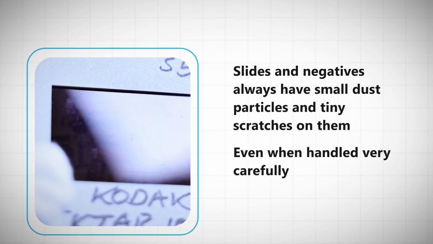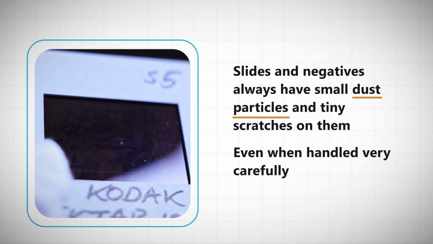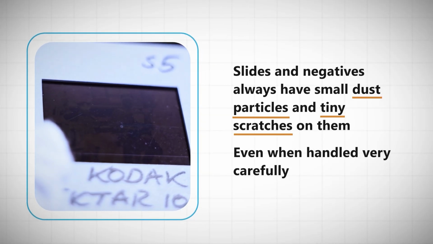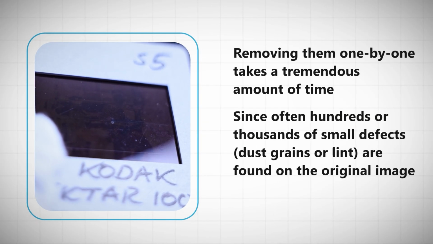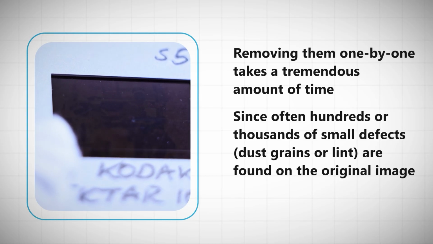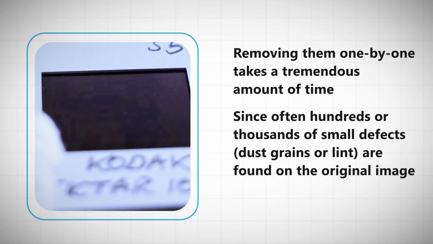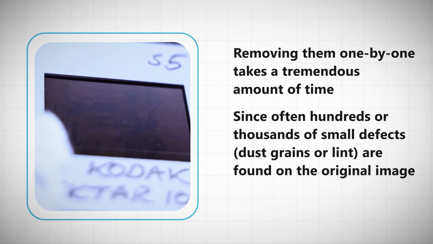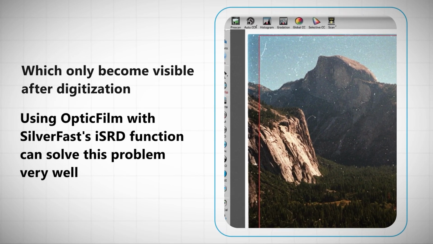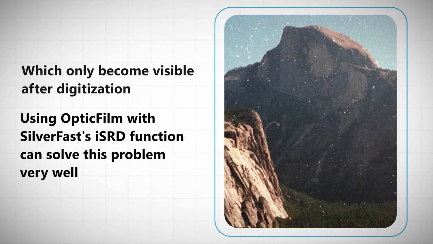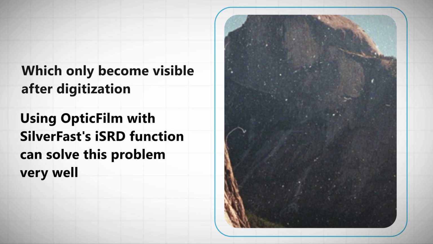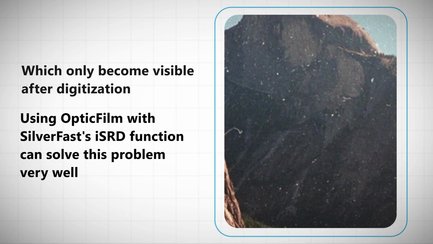Slides and negatives always have small dust particles and tiny scratches on them, even when handled very carefully. Removing them one by one takes a tremendous amount of time, since often hundreds or thousands of small defects, dust grains or lint, are found on the original image, which only become visible after digitization. Using optic film with SilverFast's iSRD function can solve this problem very well.